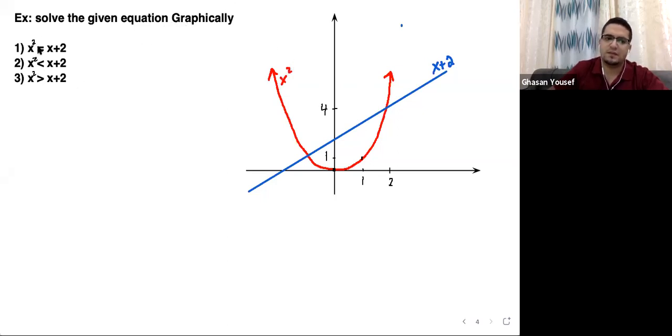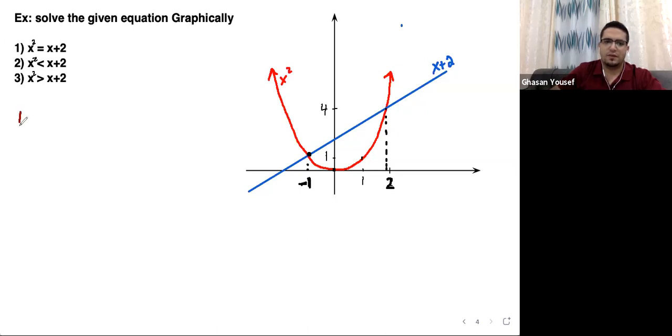Now the intersection: when x squared equals x plus 2, we're looking for the x values such that both of the curves intersect. By the way, this point here is -1, and this point here is 2. Now, first question, who will do the first one?